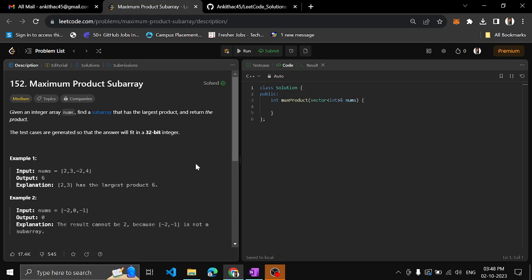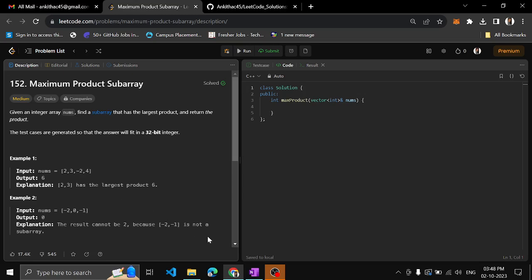The answer will fit within a 32-bit integer. So we need not worry about any overflow condition here, because they have given that the answer will be within a 32-bit integer only. So given an array, we have to find the maximum product subarray.